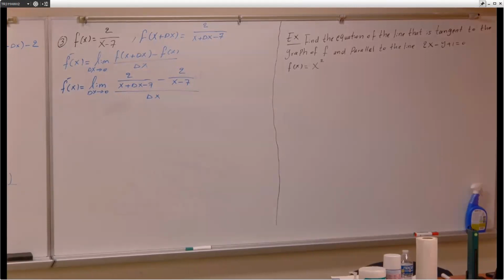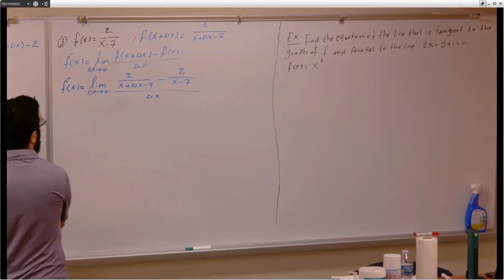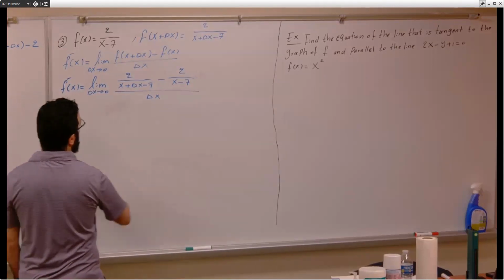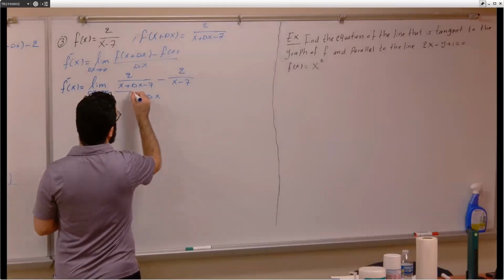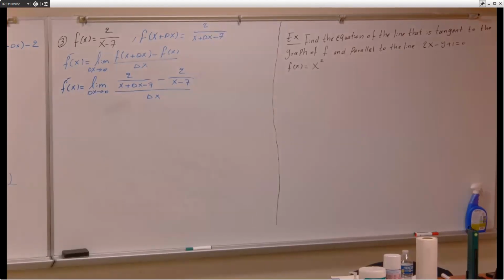Now, here's the tricky part. How are we gonna solve this one? We have fractions on the top, and we need to combine these two fractions. And I have a denominator here. So that's why I have to be careful with this example. If you have a fraction.